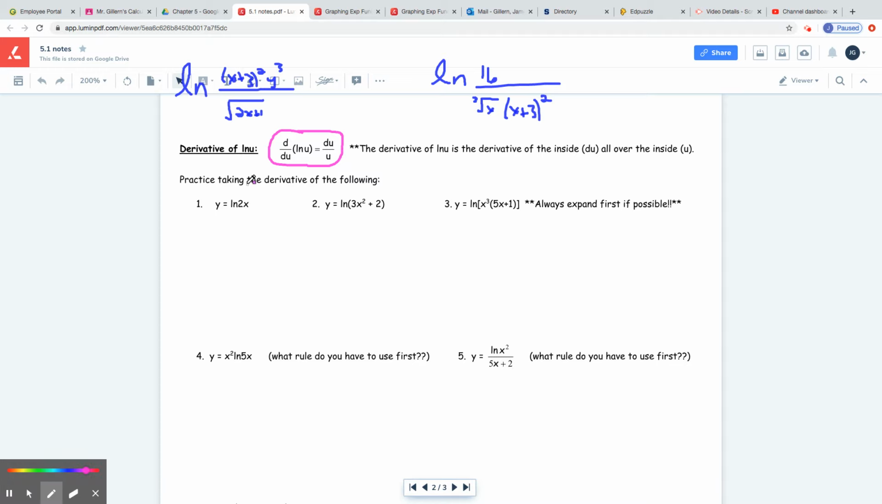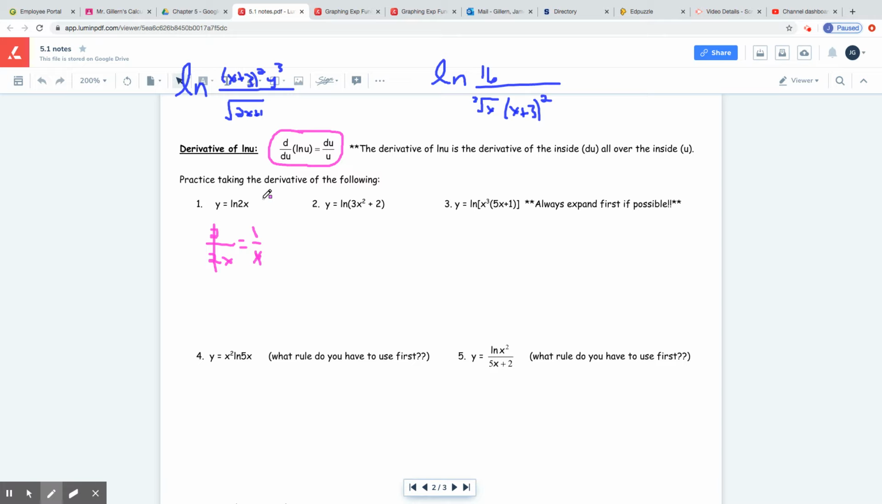So, natural log of 2x. The derivative of the inside over the inside. The inside is 2x, that's what comes after the natural log. What's the derivative of 2x? 2, over the inside, which is 2x. The 2s cancel, and 1 over x is your answer. So the derivative of the natural log of 2x is 1 over x.